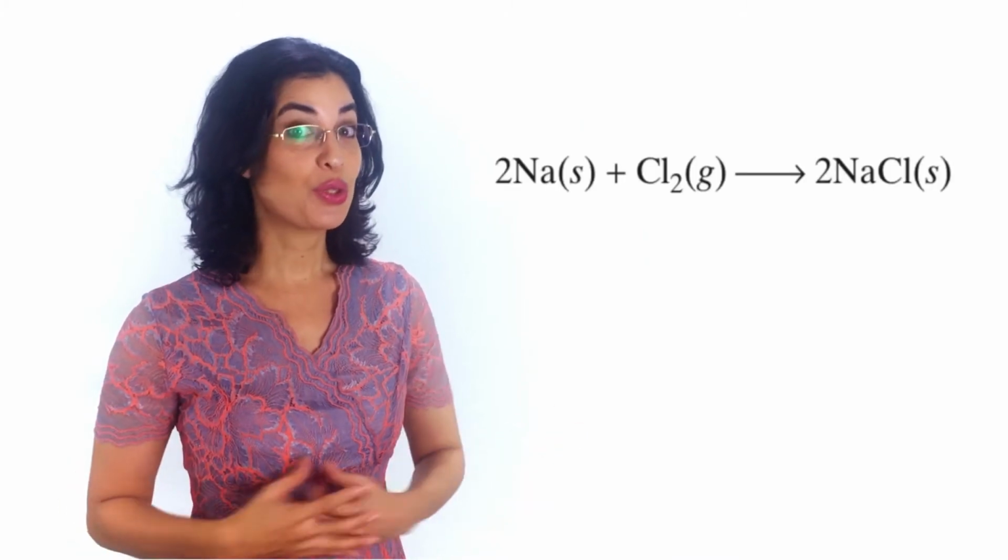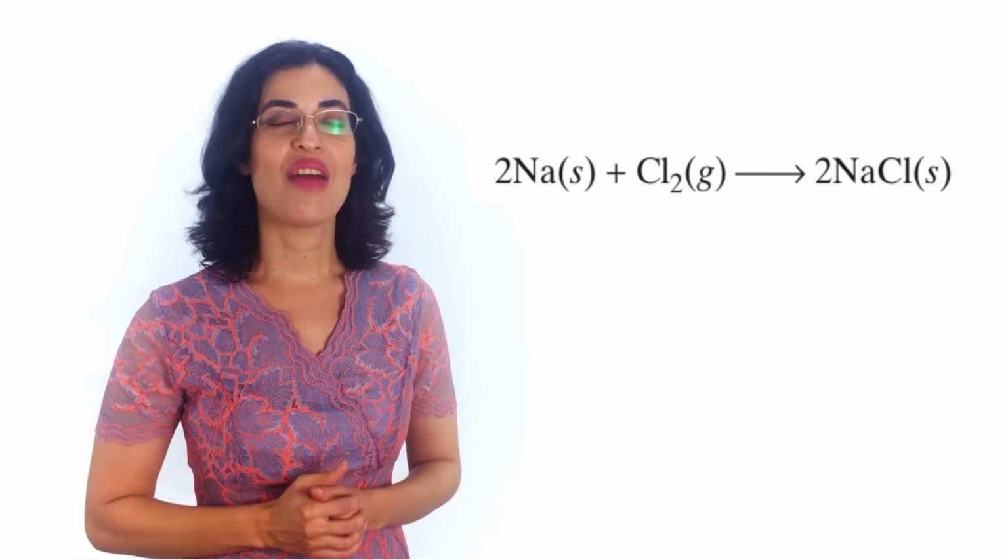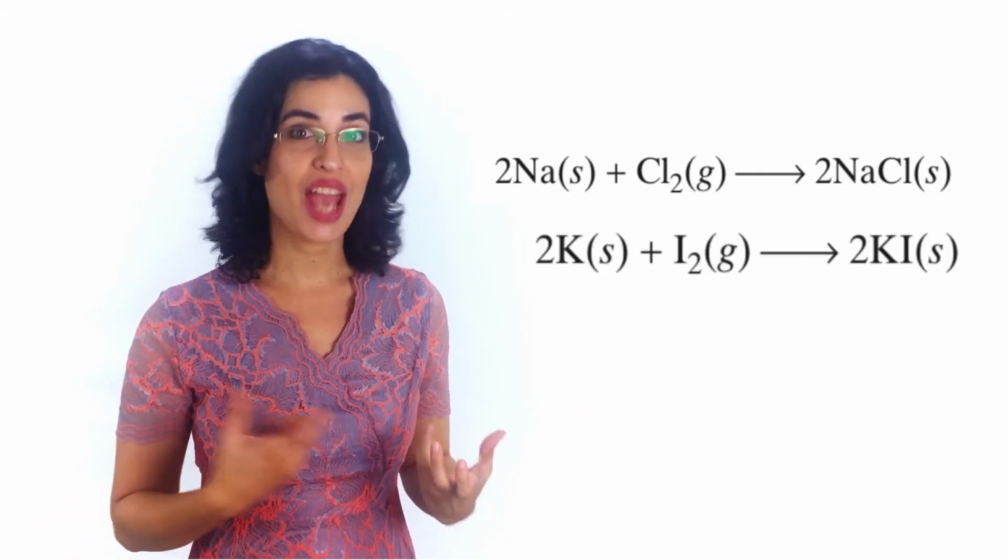for halogens. Examples of this reaction include the reaction of sodium and chlorine to form table salt, and the reaction of potassium and iodine. Group 2 elements also react with the halogens to form ionic compounds with the formula MX subscript 2. Here are some examples.